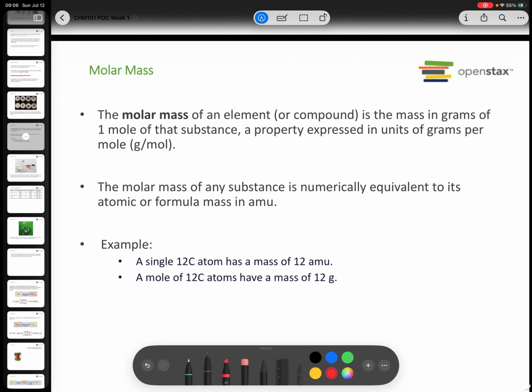Yung pinaka-idea dito is that molar mass in grams per mole is numerically equal to atomic mass or formula mass in AMU. For example, 1 carbon 12 atom has a mass of 12 AMU, and 1 mole of carbon 12 atoms has a mass of 12 grams. So yun yung relationship nilang dalawa. And this allows us to convert between grams and moles, okay?